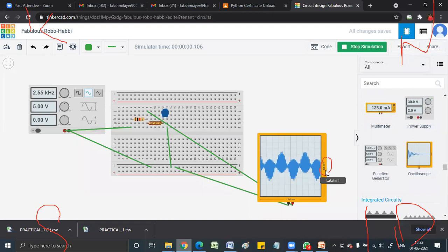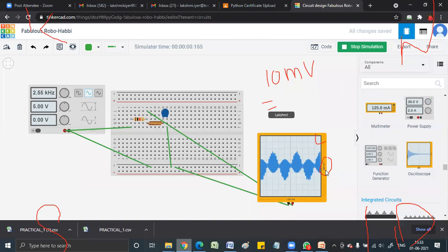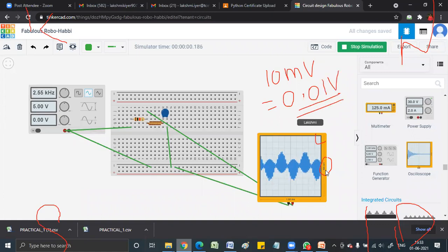So can you tell me what is the per division height? 10 millivolt. Yes, 10 millivolt. 10 millivolt is how many volts? 0.01 volt. Okay, and you can see this type of a distorted waveform. It's very, very small. So that is why at the resonant frequency, you get a very, very small voltage.